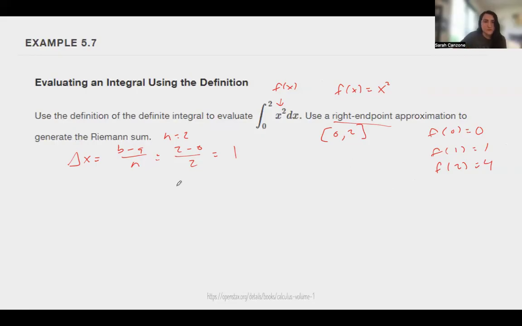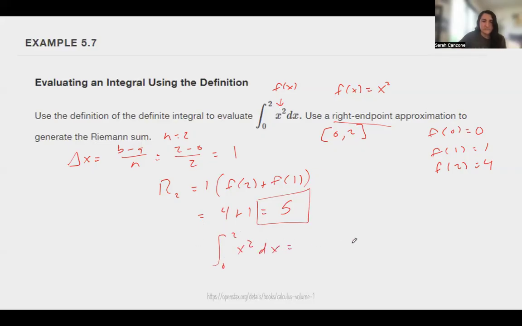It's the sum. So the right endpoint with 2 rectangles is equal to the change in x, which is 1, times f at, since it's a right endpoint, we're going to start with 2, plus, and we only want 2 rectangles, so we only add 1 more, which is f of 1. And again, we omit the left endpoint, which would be f of 0. 1 times anything is just that thing, so I'm going to drop the 1. f of 2 is 4, plus f of 1 is 1, and so this area under the curve is going to be 5. So this tells us that the integral from 0 to 2 of x squared dx is equal to 5.